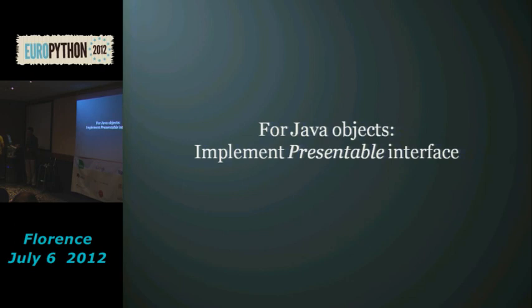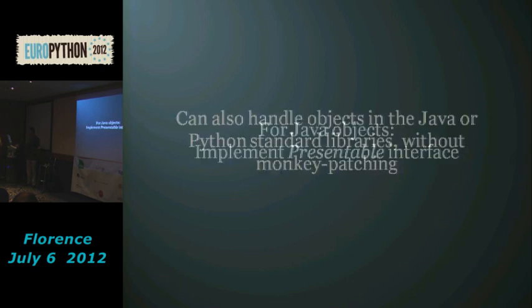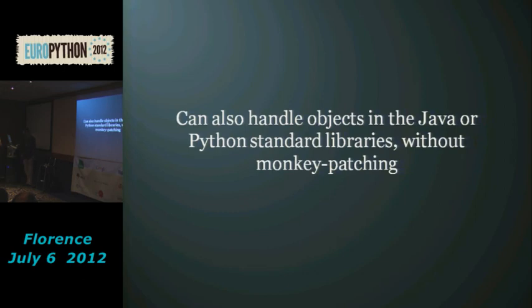And for Java objects, you implement the presentable interface that defines a very similar present method that does the same thing. We can also handle objects in the standard libraries as well, but with no monkey patching. With monkey patching, you might have to take the class and say, after the fact, I'm going to add a double under present method. That can be kind of nasty, and for Java you can't even quite do that because all the classes are baked and sealed once they've been declared and created.